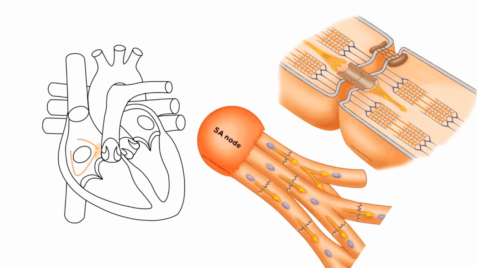When the sinoatrial node sends out an electrical stimulus causing an action potential in the cells surrounding the sinoatrial node, the action potential is then able to travel to the neighboring cells until the action potential has passed through all the contractile cells of the heart.